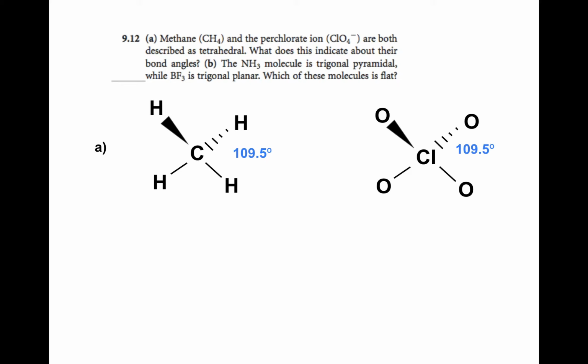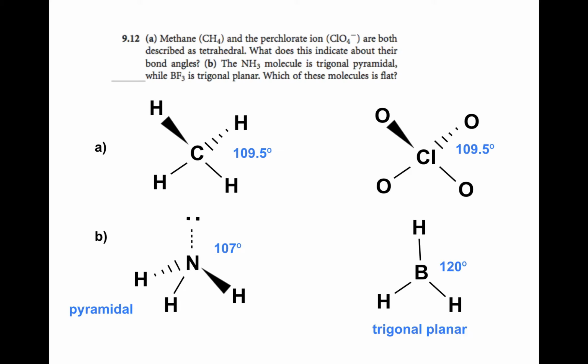Ammonia molecule is trigonal pyramidal, while boron trifluoride is trigonal planar. Which of these is flat? Well, trigonal planar means flat. So with ammonia, you had that lone pair pushing those bonded pairs down more than another bonded pair would. So instead of 109.5 degree bond angle, you got 107. Lone pairs push harder than bonded pairs.